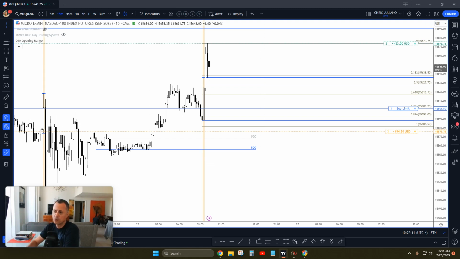So remember, support and resistance is different than levels of imbalance. Levels of imbalance are represented by formations like this drop base rally here. So I am looking at this demand zone on the 15-minute chart.